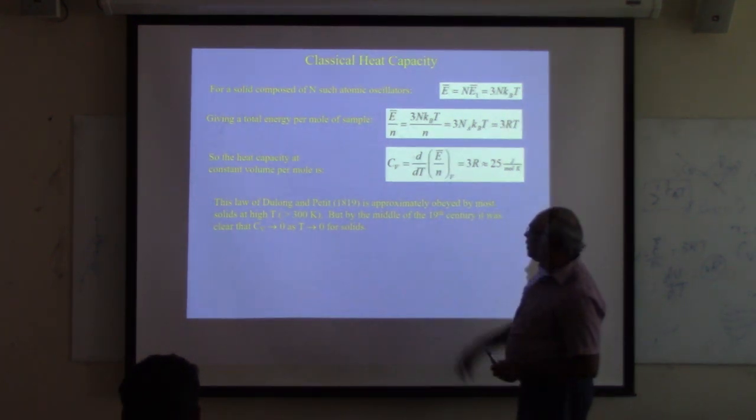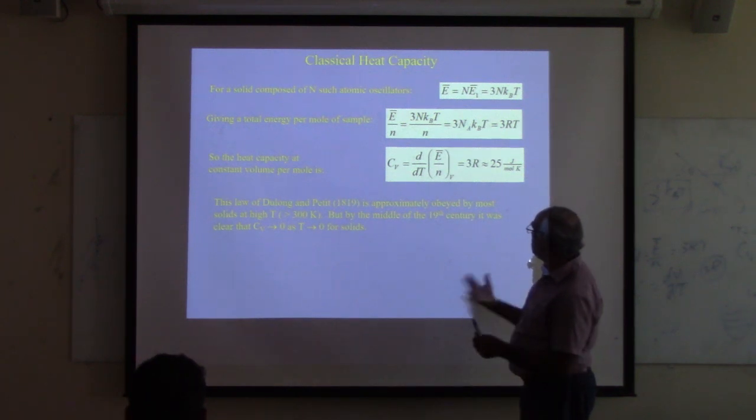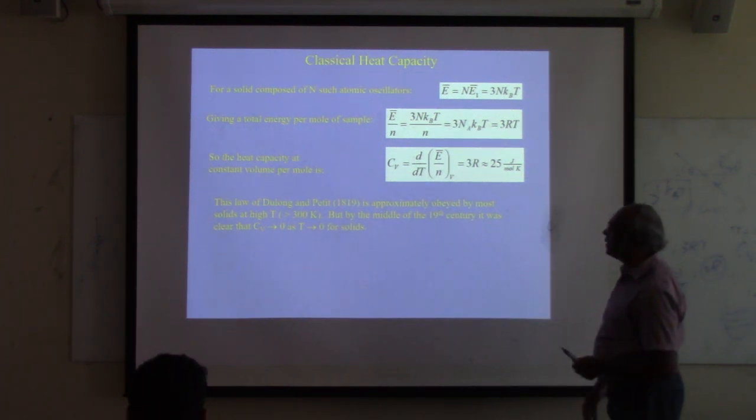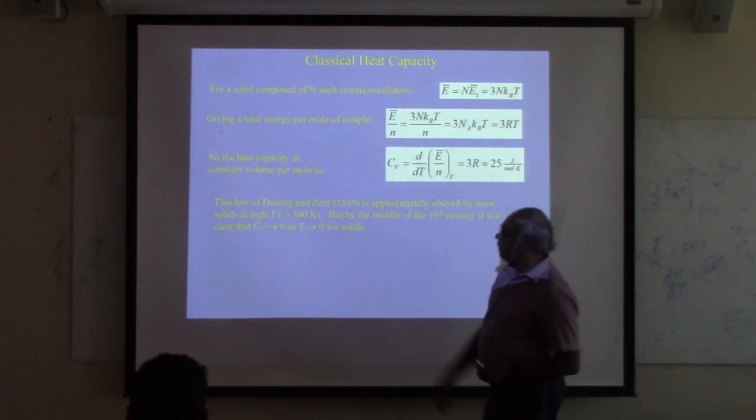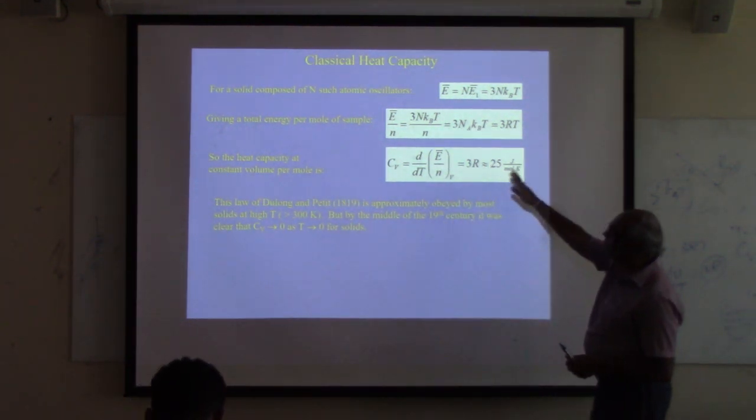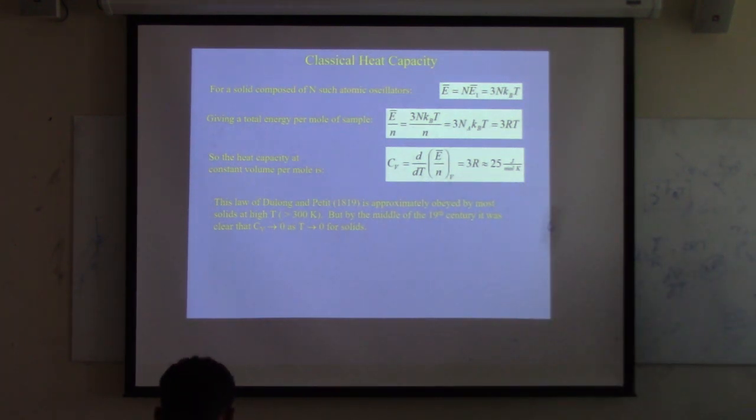In the middle of the 19th century, people even measured the heat capacity and they knew it goes to very small numbers at low temperatures. That means this theory is only valid for high temperatures.